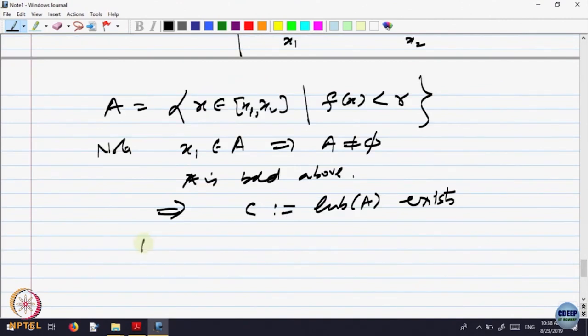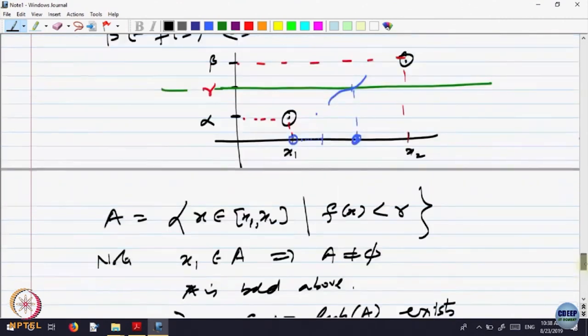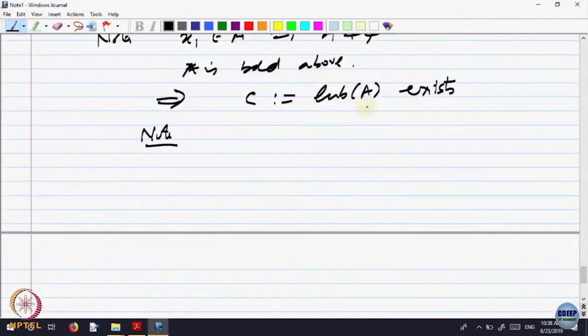Now, where is C? Note, what is the value at that point? I have taken a point C, which is the LUB of the points where the value is less than gamma. My aim is to show that the value at C is equal to gamma. First of all, note C is the LUB of something. So I am saying this implies f of C is less than or equal to gamma.